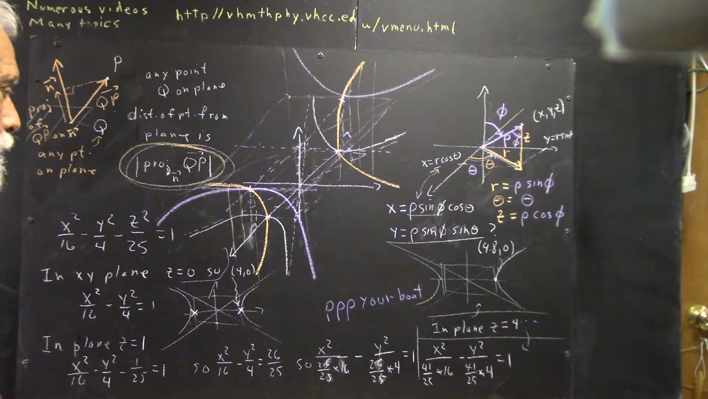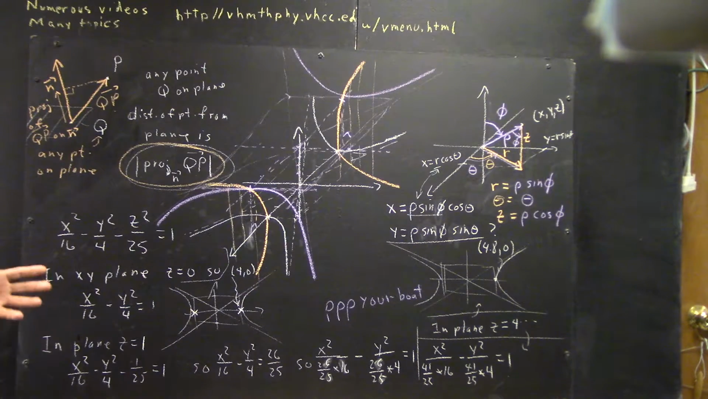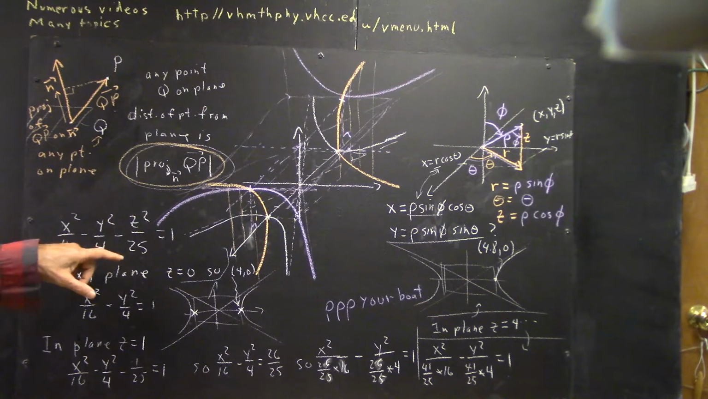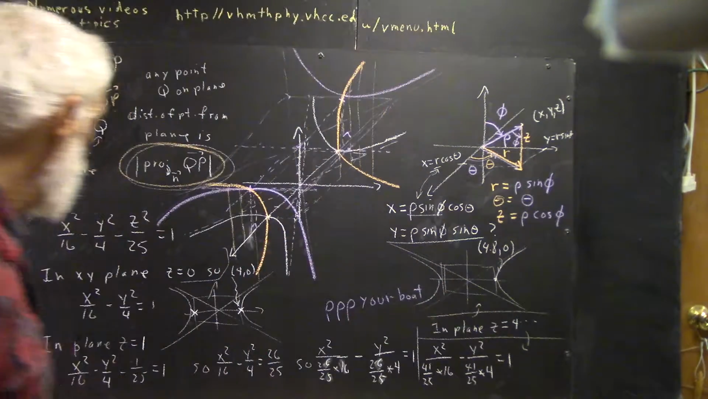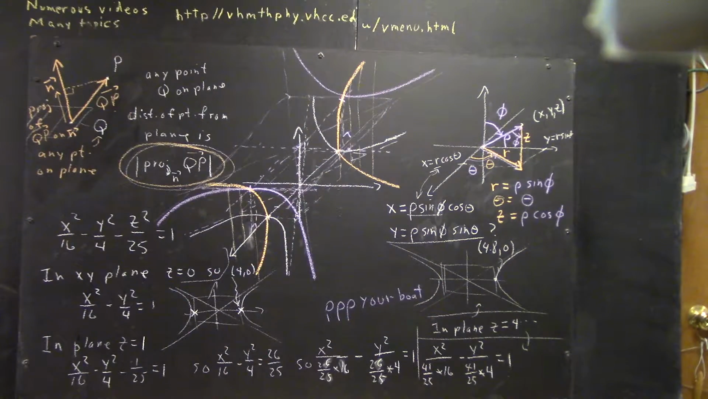Okay, let's move to a plane that's a little further up. Let's move to the plane where z equals 4. So in the plane z equals 4, what happens? Now, I didn't write out all the details. You should be able to work them through. They're the same as the details of this, just with different numbers.